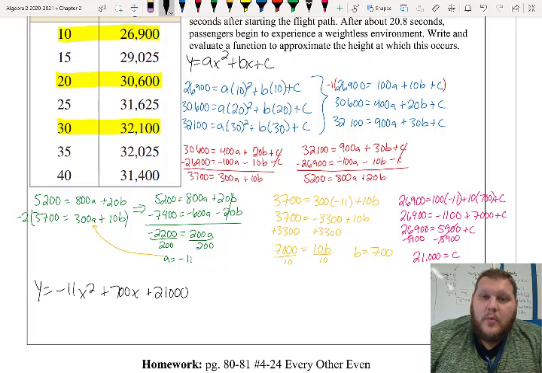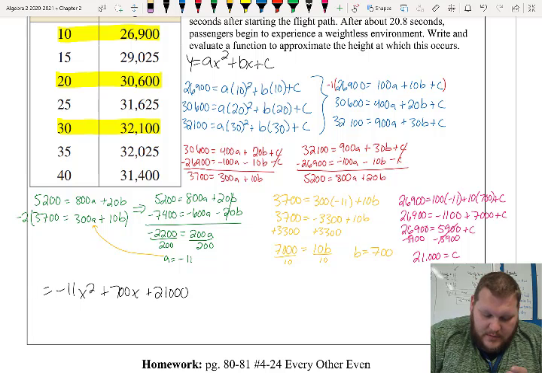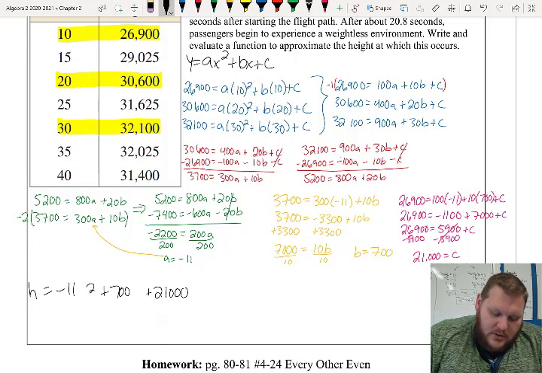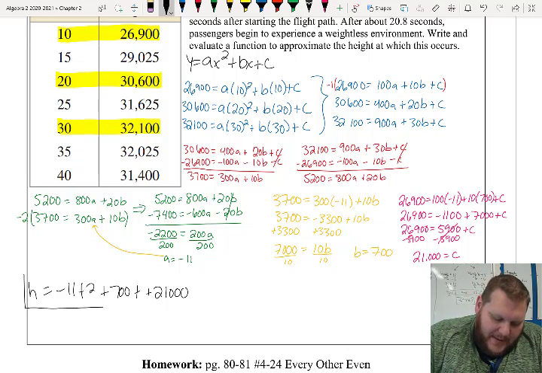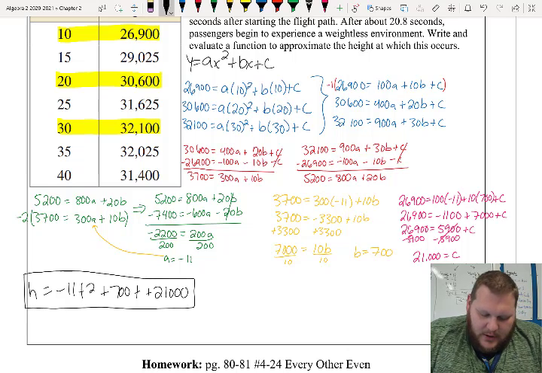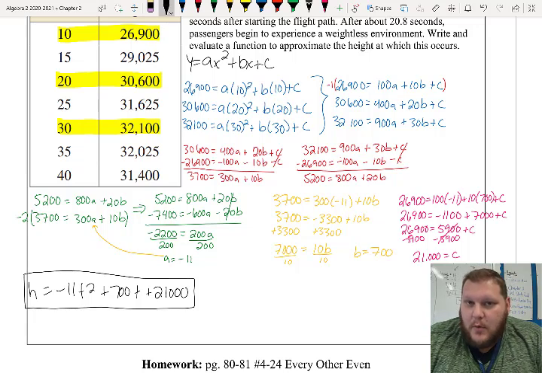Actually, nope. I made a mistake here. We want to use our variables that we were given. So here, h equals negative 11t squared plus 700t plus 21,000. But same equation, just making sure we use our variables appropriately. So the height is negative 11t squared plus 700t plus 21,000. Now that would be our equation. That's most of the work.